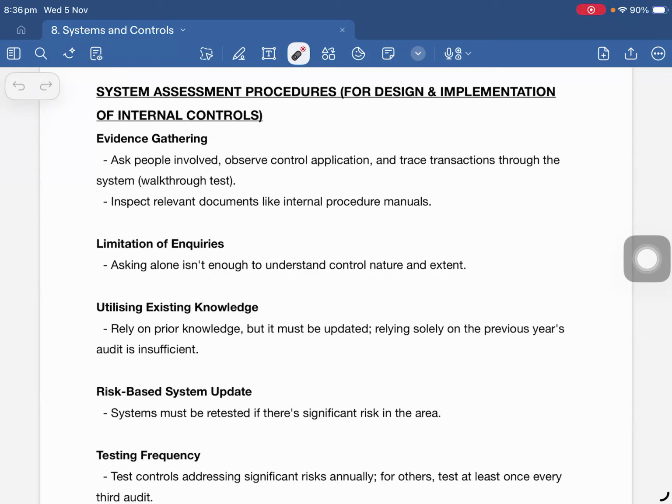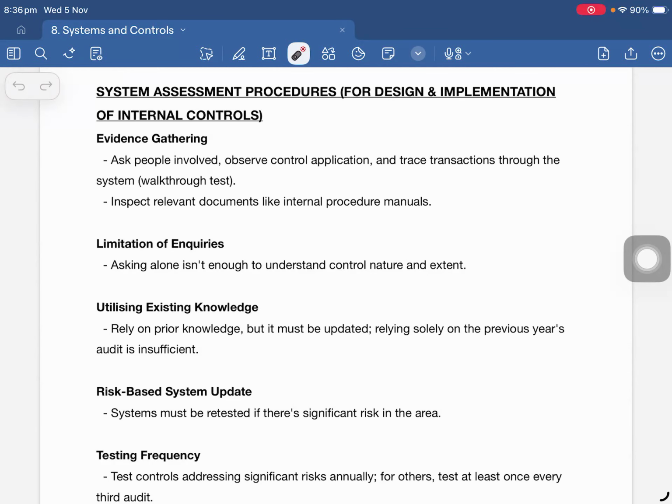Clear? That means we are going to try to know how these are being recorded, how these are being passed to different stages. Clear? And we are going to inspect whatever relevant documents that we have. For example, internal procedure manuals where the client is going to list every internal control that they have. Okay. So what are the limitations? See, asking alone doesn't give us the understanding or the idea. We have to observe it, we have to see it, we have to test it.